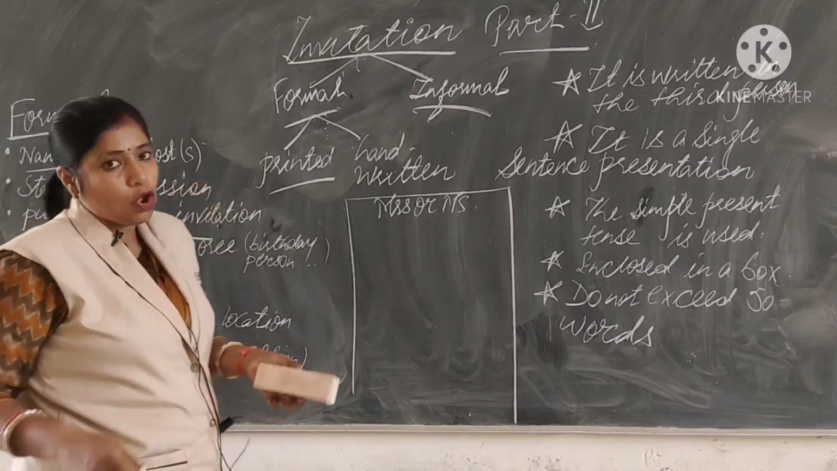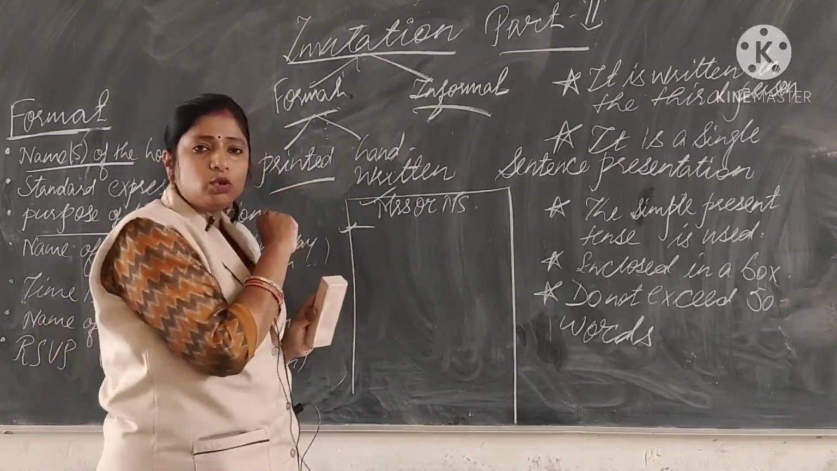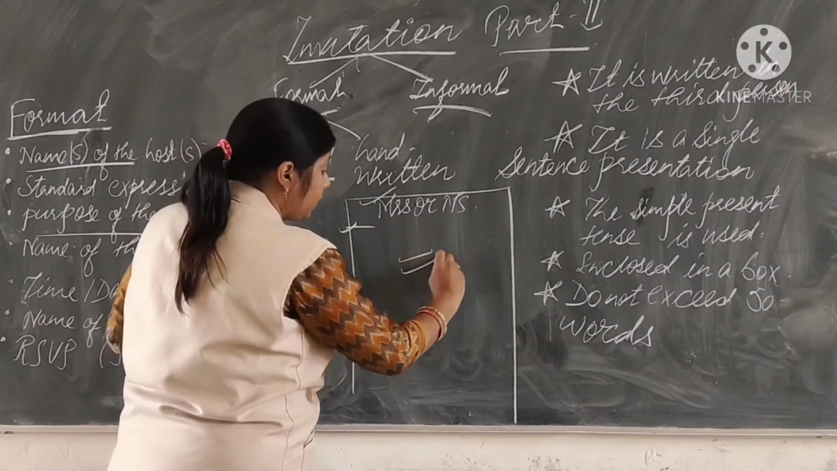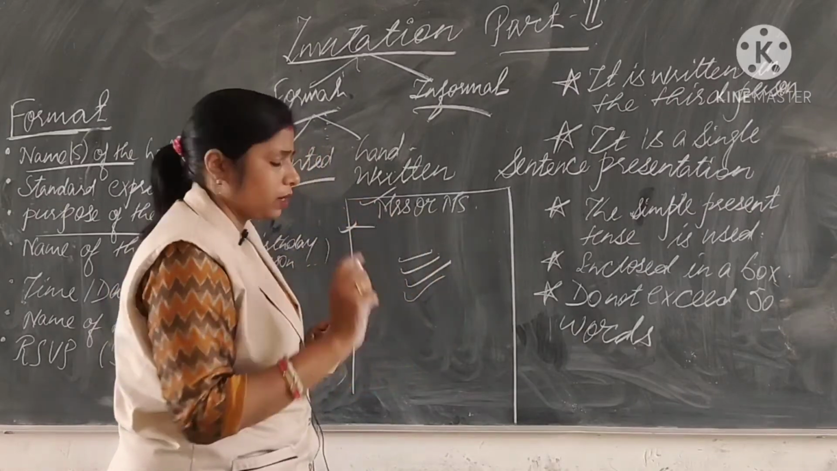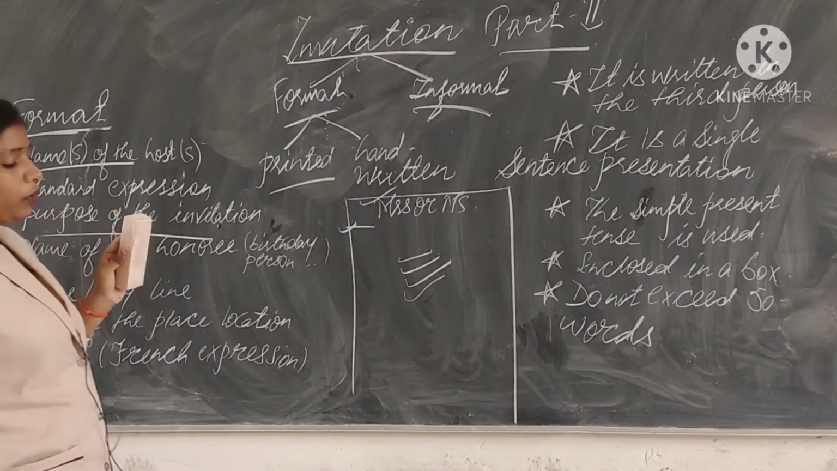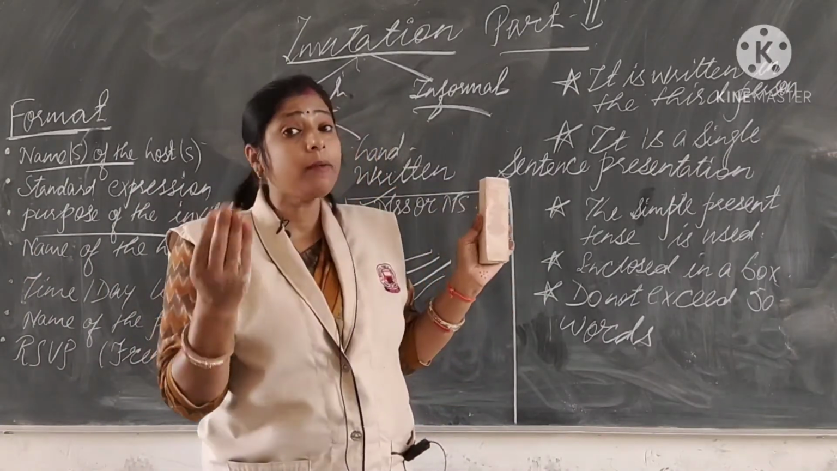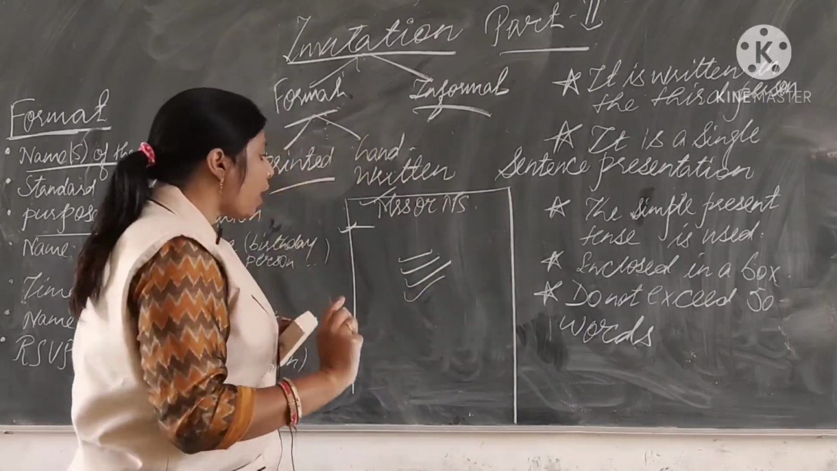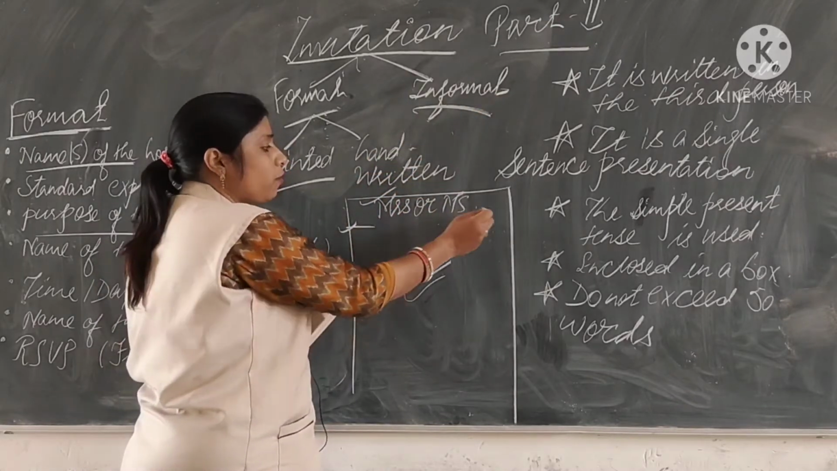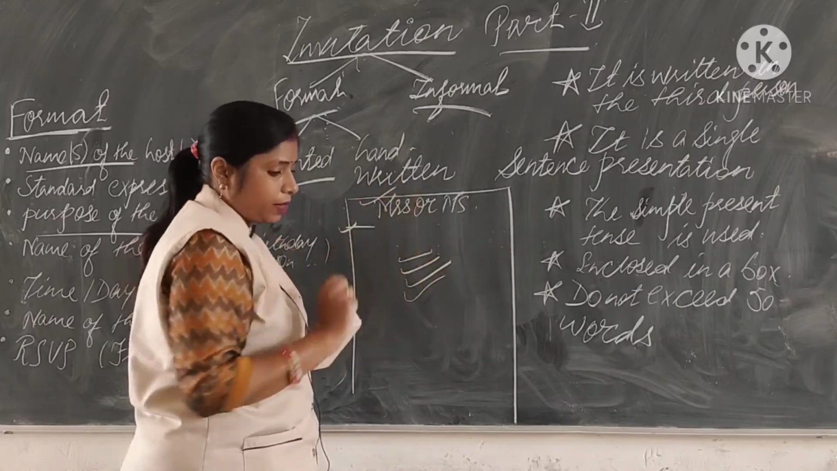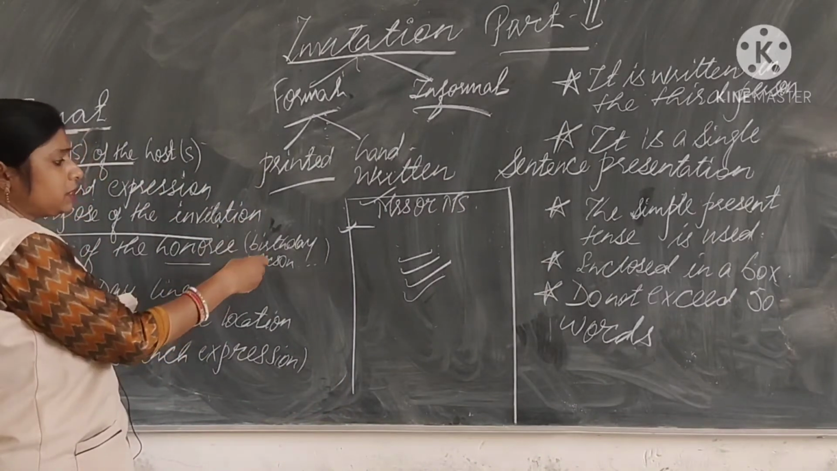Then purpose of the invitation, for what you are writing. So Mrs. and Mr., then standard expression we have to use over here. Purpose of the invitation: birthday, ring ceremony, annual function, housewarming ceremony, whatever. Then name of the honoree. Suppose you are drafting a formal invitation for your sister's ring ceremony. Then you have to write Mrs. and Mr. XYZ request the pleasure of your company on the grand occasion of ring ceremony of their daughter. We have to write down the honoree, birthday person, whatever.